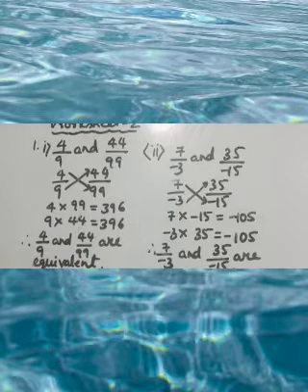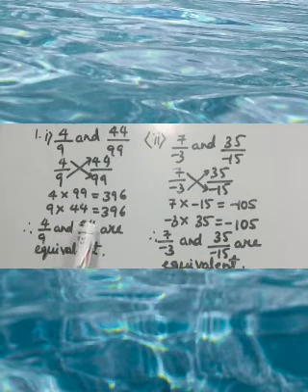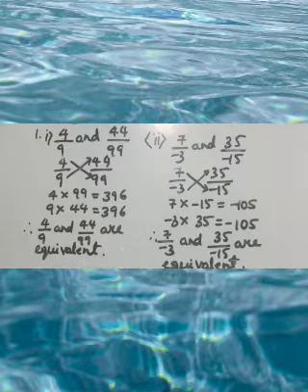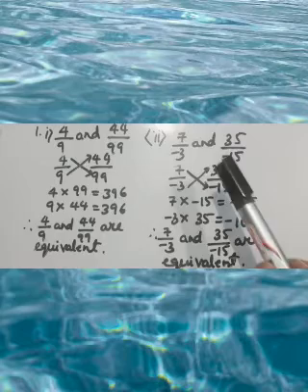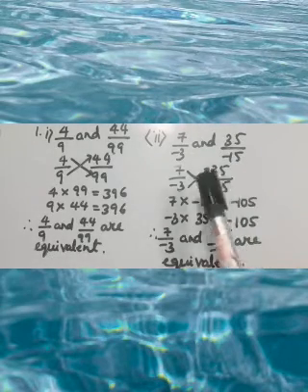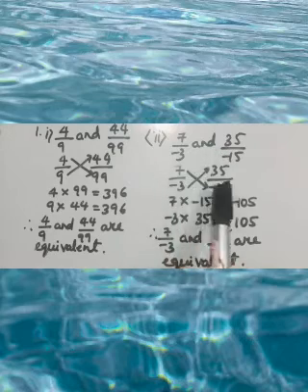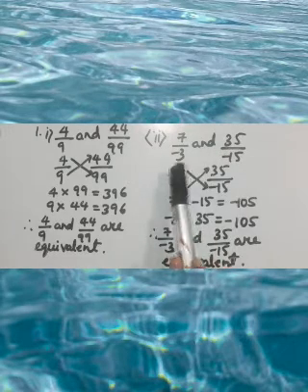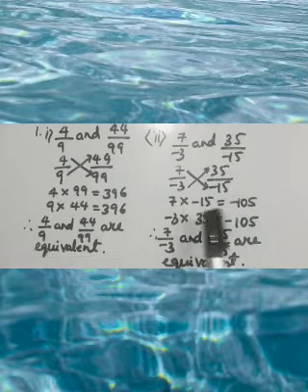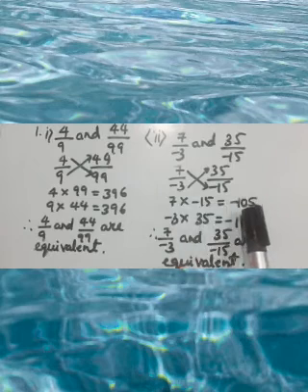Therefore, we can write that 4 by 9 and 44 by 99 are equivalent rational numbers. Children, in the second question, 7 by minus 3 and 35 by minus 15. Here again, take the two rational numbers and cross multiply. 7 into minus 15, which is minus 105. Plus into minus is minus. 7 into 15 is 105.